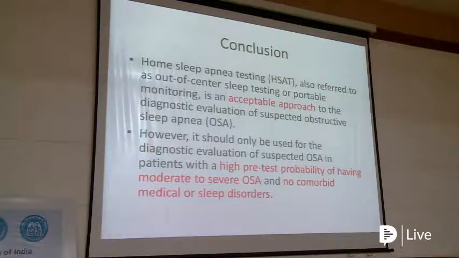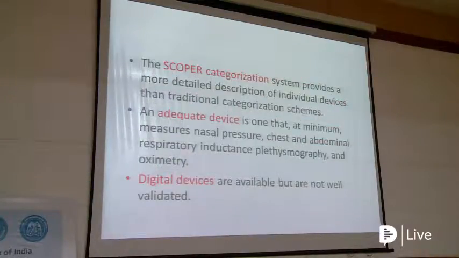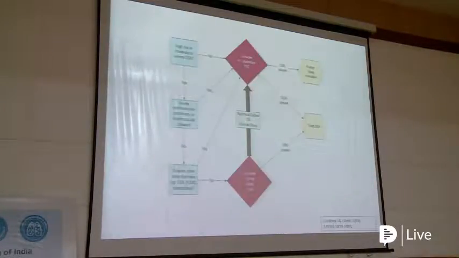Okay, so I am concluding that home sleep apnea testing, also referred to as out-of-center testing, is an acceptable approach, and you should perform it in patients with high pre-test probability of moderate to severe OSA, and remember that there should not be comorbid medical or sleep disorders. You can also utilize it to evaluate efficacy of oral appliances, upper airway surgery and post-bariatric surgery, and you can use certain other methods also. And this is the ultimate diagram of portable monitoring.